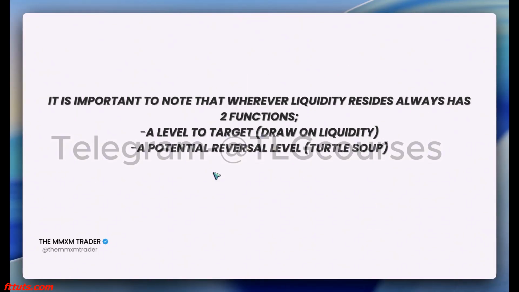It is important to note that wherever liquidity resides, it always has two functions: a level to target and a potential reversal level, a turtle soup level. This is with all types of liquidity, right? Wherever there's liquidity, it's a level to target and it's a level where price could potentially reverse from.